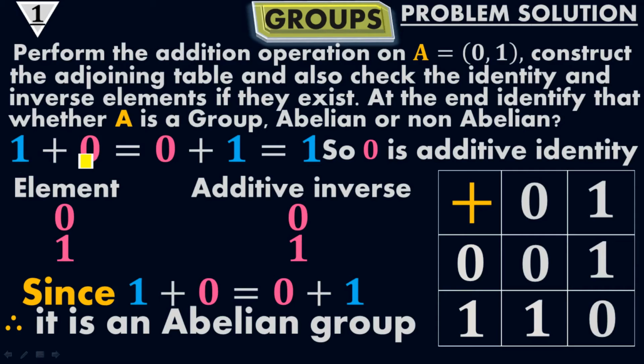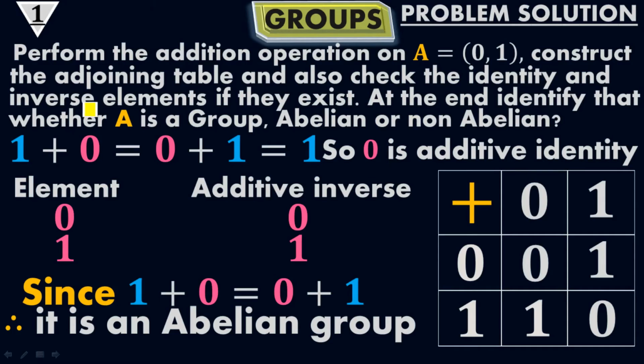It doesn't affect the value of 1 on either side of the equation. So 1 plus 0 equals 1, 0 plus 1 equals 1. Ultimately it equals 1. Therefore, this 0 is the additive identity. This 0 is called the identity element. Therefore, 0 is the additive identity of 1, so we can say that 0 is the identity element.